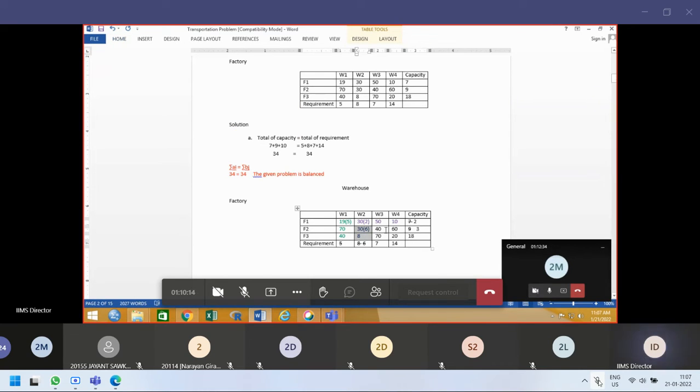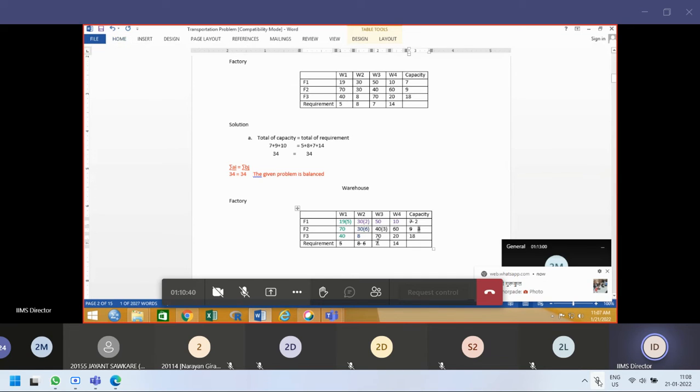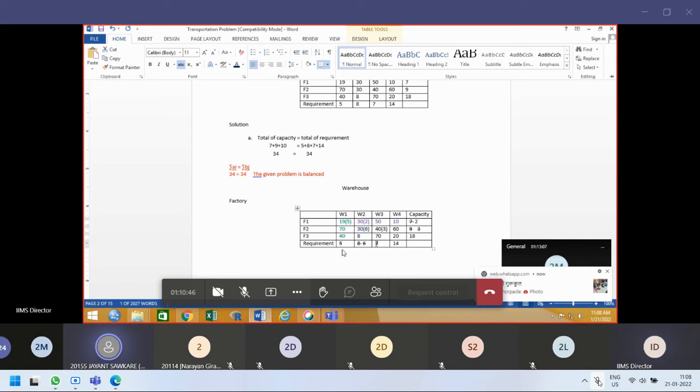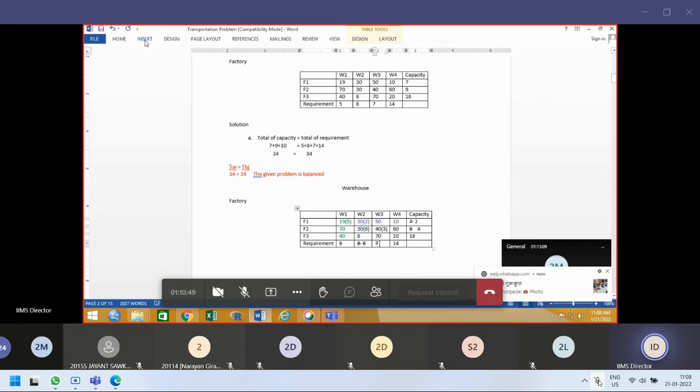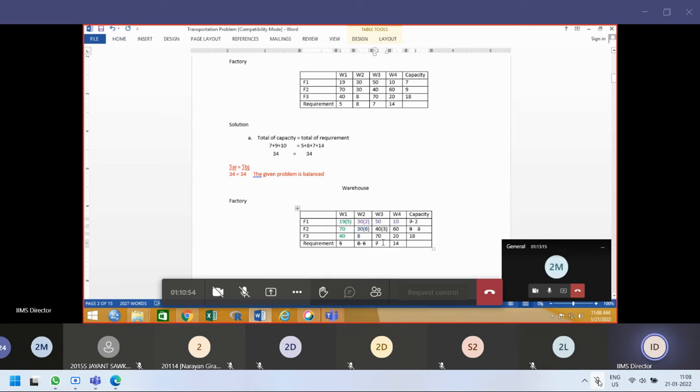Okay, fine. Now, next. I can move to the next cell, right? Here, how much can I allocate again? 3. I can allocate 3. So if I allocate 3, the 3 has gone, that means it is completely allocated. Out of 7, 3 is allocated, so how much remains? 4 remains, right?